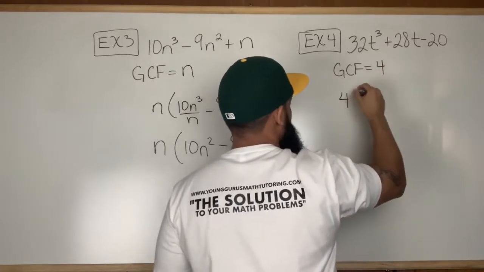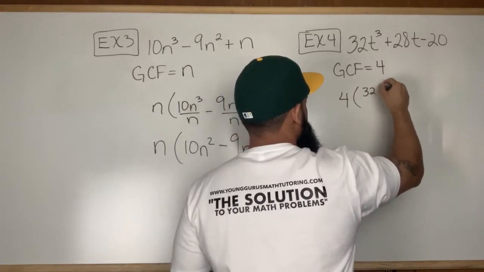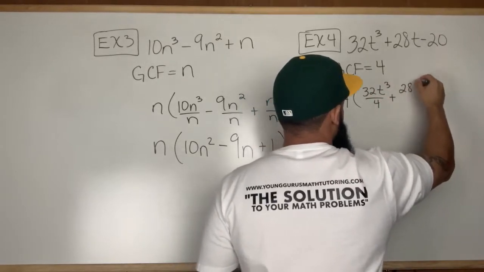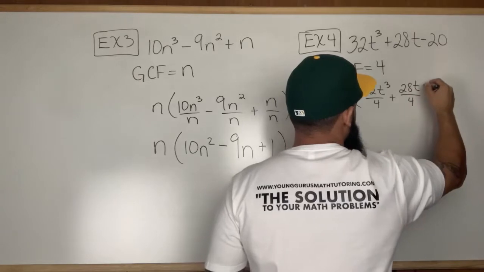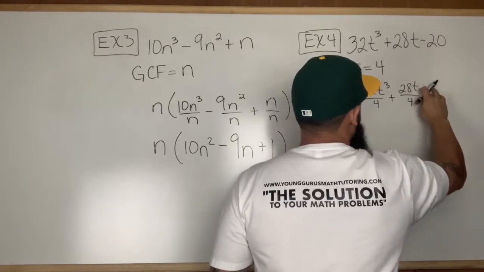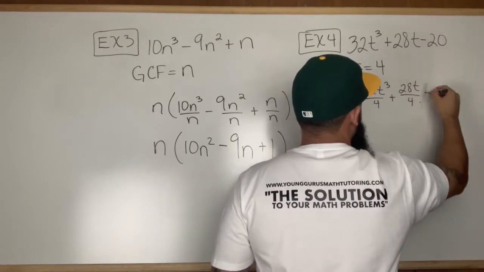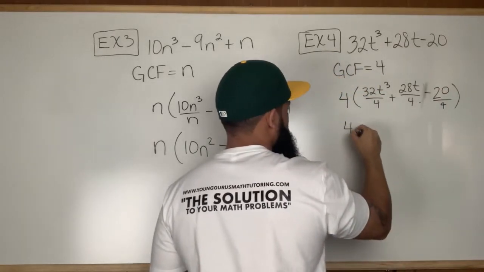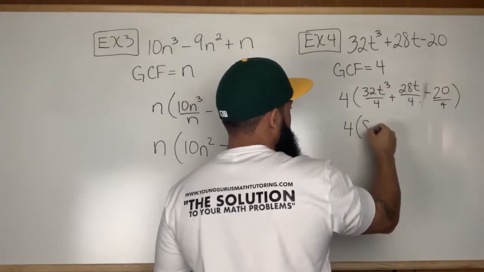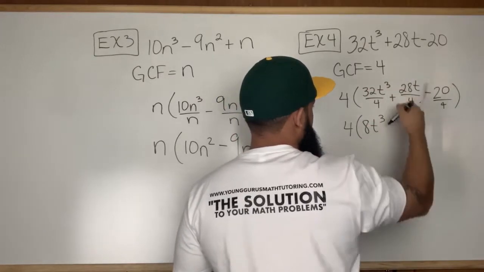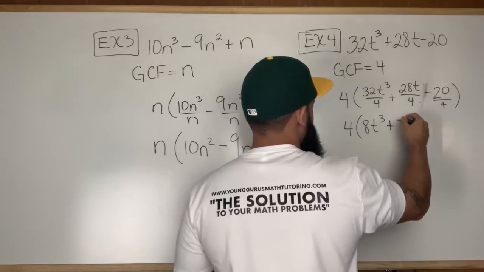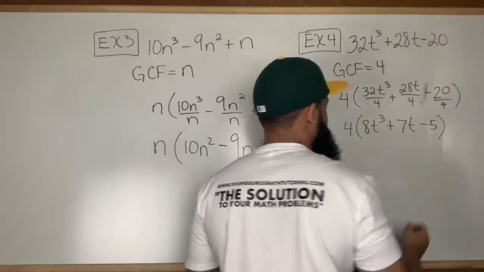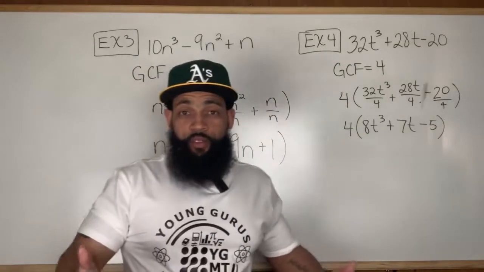So we're going to say 4 parentheses 32t to the third power. We're going to divide by that GCF. 28t divided by the GCF. Minus 20 divided by the GCF. Okay, so 32 divided by 4 is 8. Keep the t to the third power. 28 divided by 4 is 7. Keep the t. And then minus 20 divided by 4 is 5. So here is the factored form.